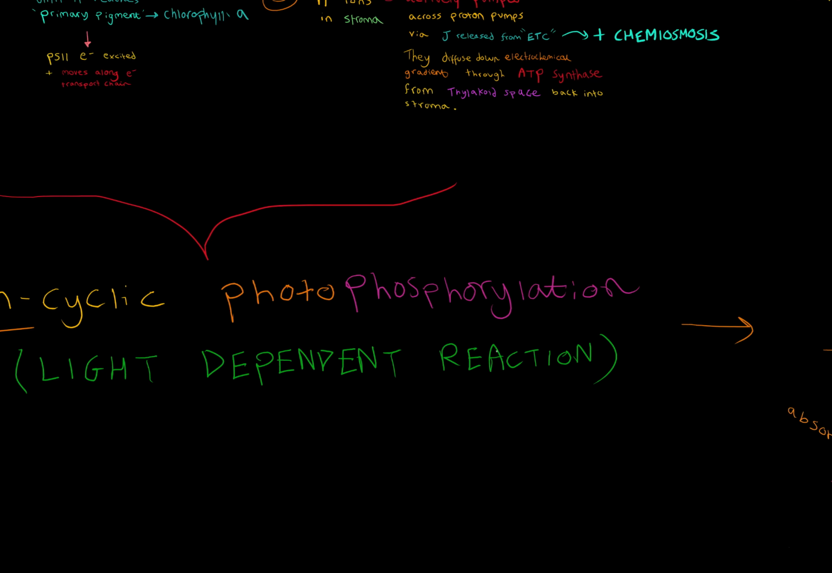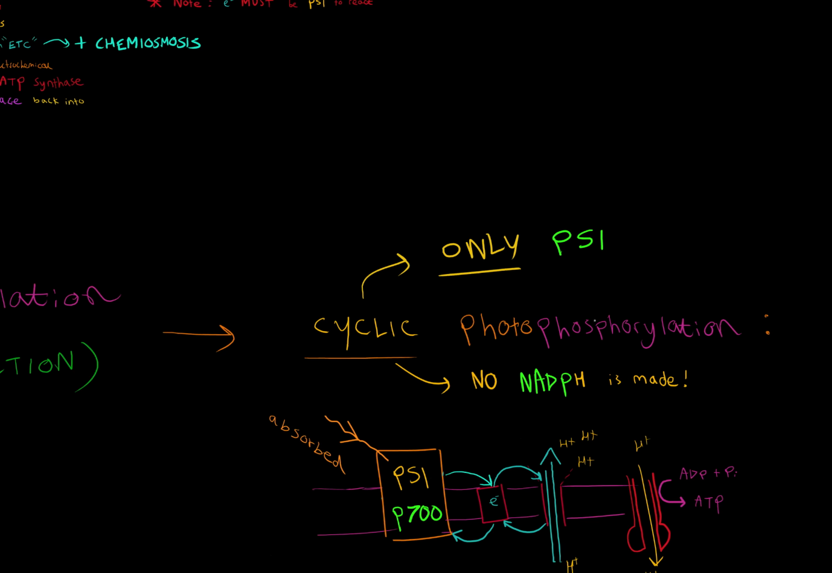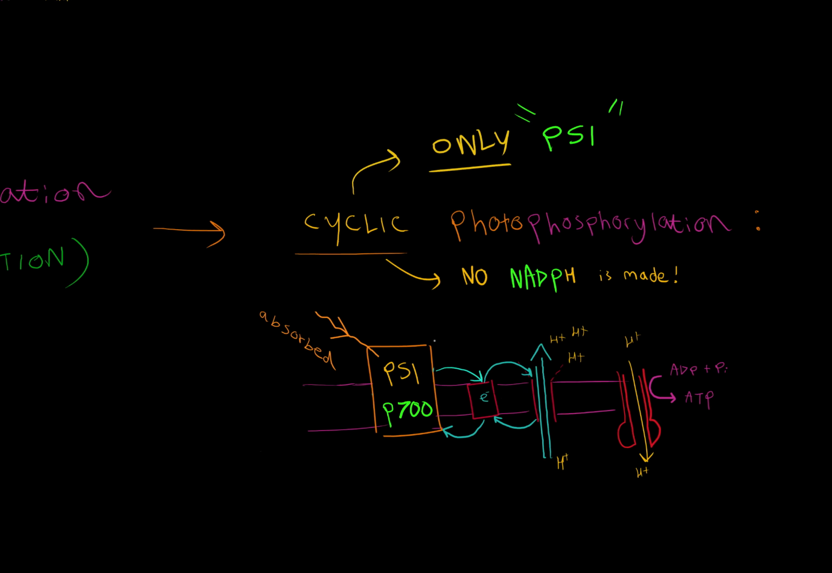Now, there's another type of photophosphorylation that you must know called cyclic photophosphorylation. And if it couldn't have got any more confusing, this photophosphorylation only, and I want to emphasize only, works with PS1. So in cyclic photophosphorylation no NADPH is made, and you can suss that out by the fact that the electron isn't released from the electron transport chain because it is sent back to where it started.